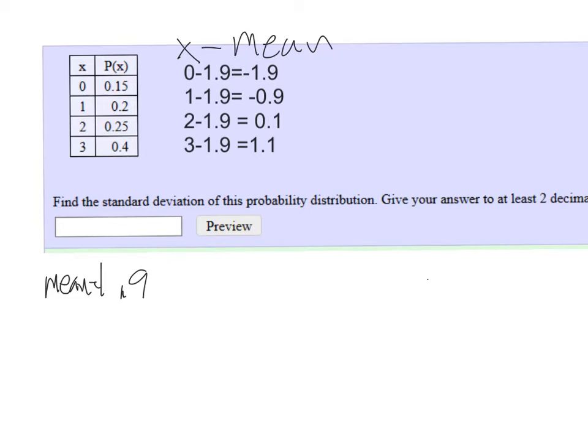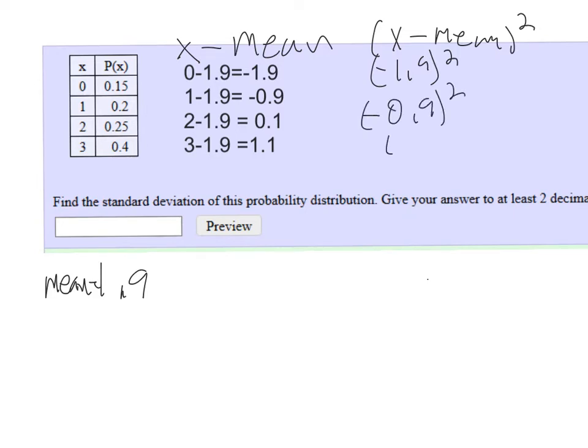And then as in a regular standard deviation, we're going to take those differences and square them. So that means we're squaring negative 1.9 squared, negative 0.9 squared, 0.1 squared, and 1.1 squared.